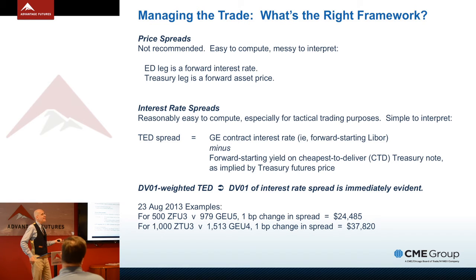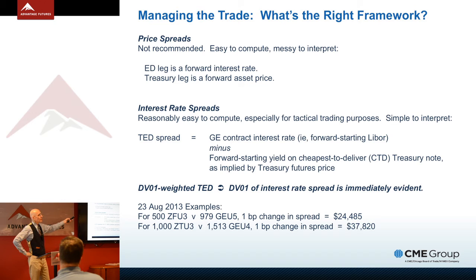Now, how do I manage this thing? How do I set it up so that I can monitor it and make sense of it? I'd love to be able to say that you could look at this as a price spread. I'd love to be able to say, gee, just subtract the euro-dollar price from the Treasury price. That would give you a number that is completely meaningless. It's not something you can interpret for risk management purposes. It's not something you can interpret sensibly for position management or P&L.